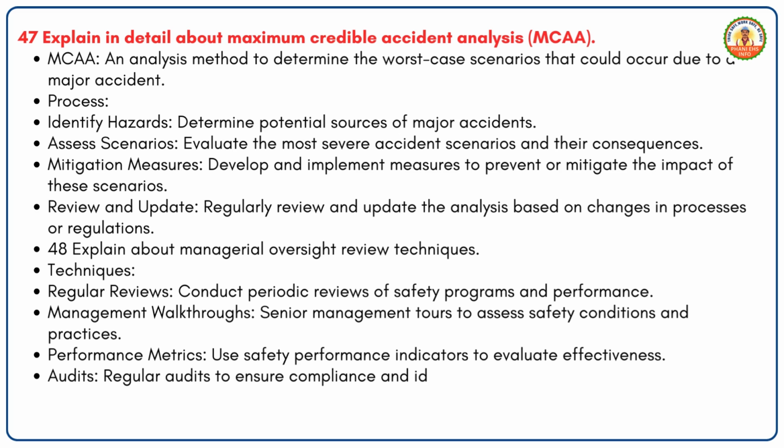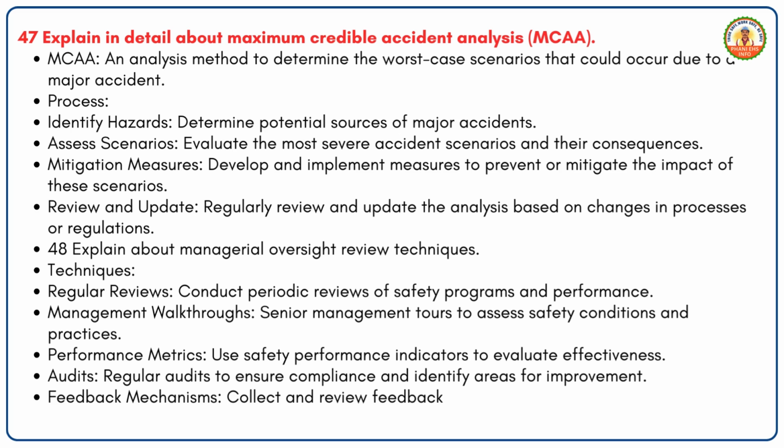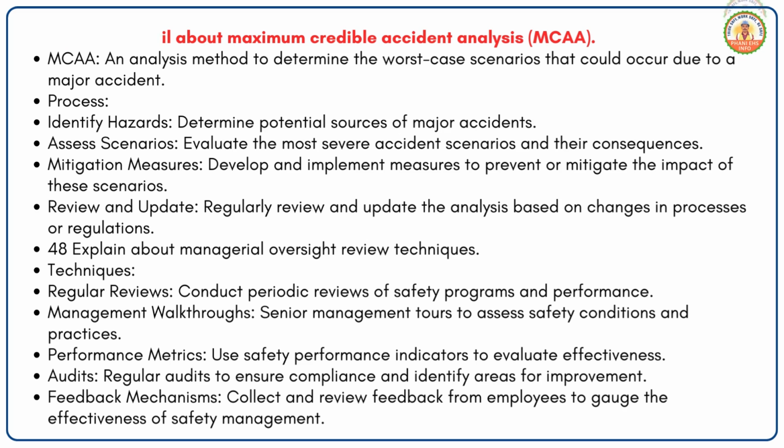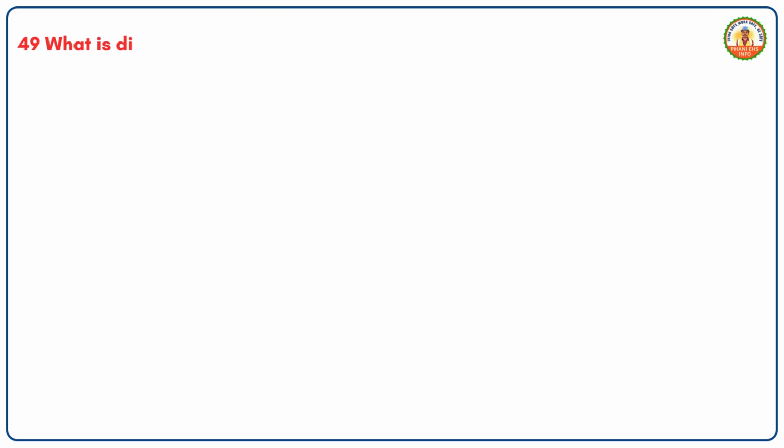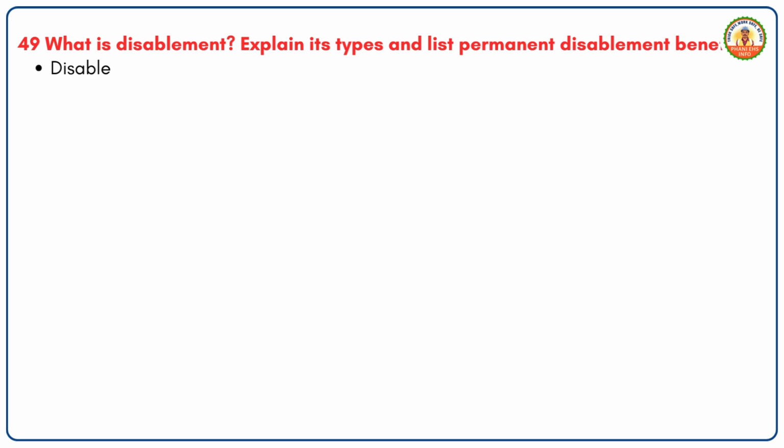Audits, regular audits to ensure compliance and identify areas for improvement. Feedback mechanisms, collect and review feedback from employees to gauge the effectiveness of safety management. 49. What is disablement? Explain its types and list permanent disablement benefits.